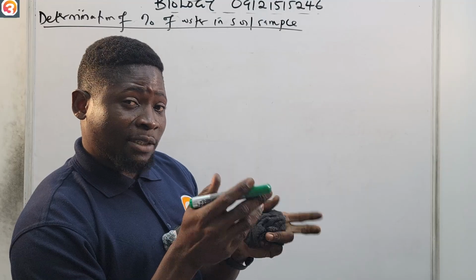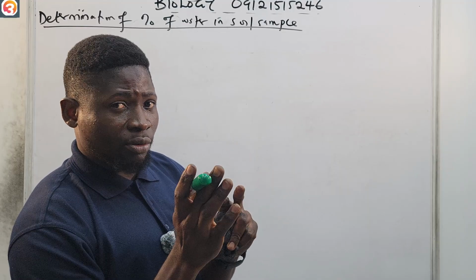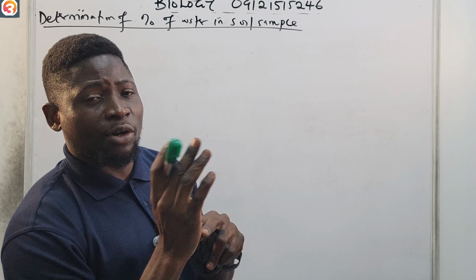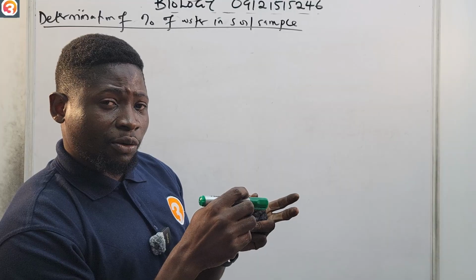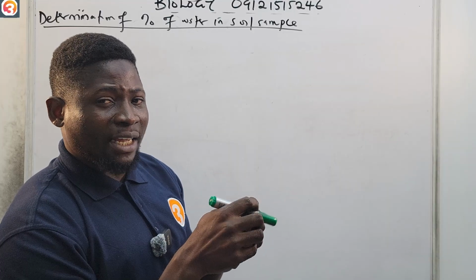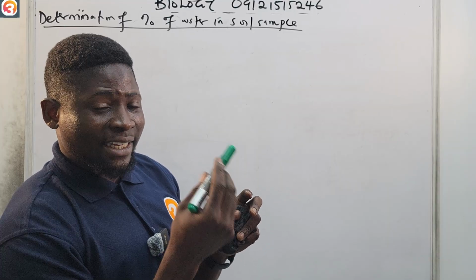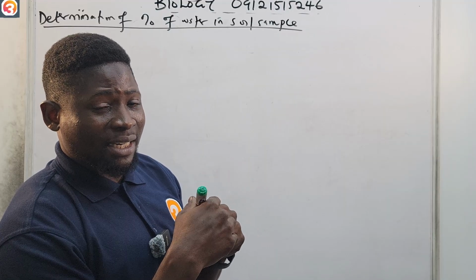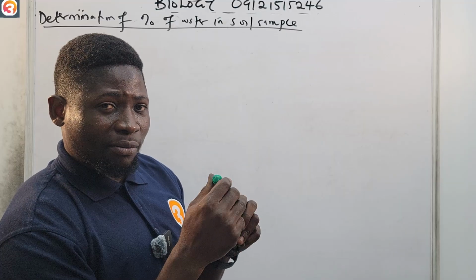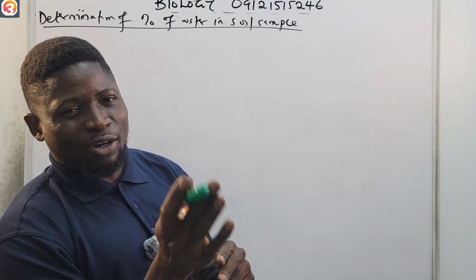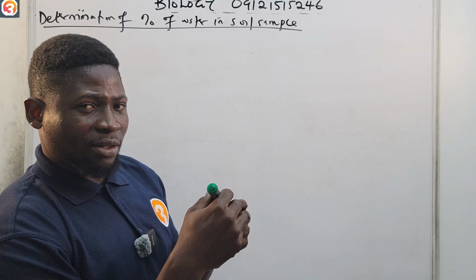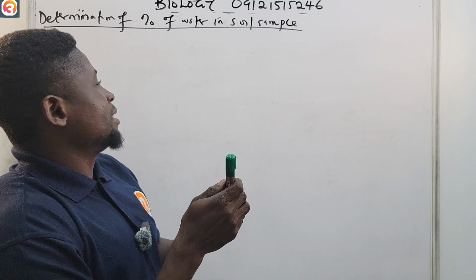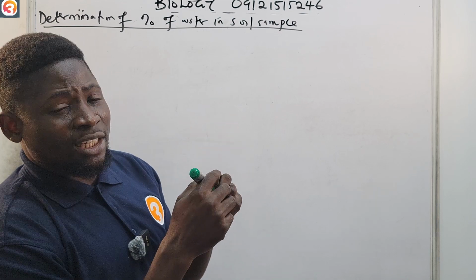At this point, when you weigh the dish alone, you record the weight. When you weigh the dish plus the wet soil, you record the weight. Then you heat and stir it at 100 degrees Celsius. After the water has escaped from the wet soil, you also record that weight. Then you repeat this process until you get a constant weight. So that's basically how you determine the percentage of water in the soil sample.